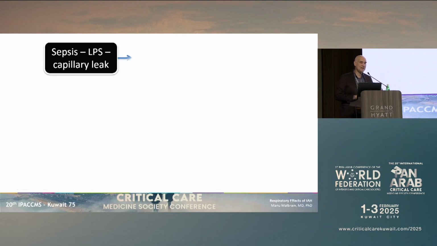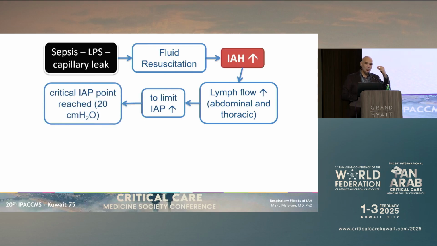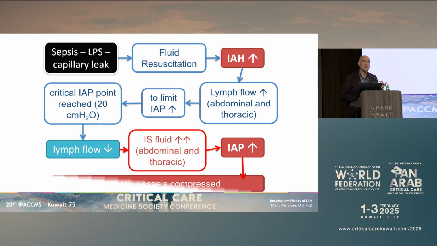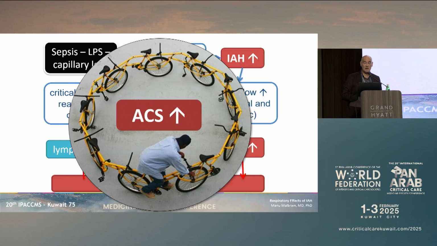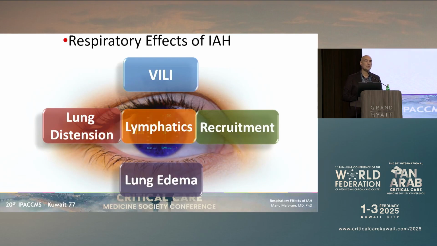Because when there is sepsis and fluid resuscitation, abdominal pressure may increase. This will initially increase lymphatic flow to a certain limitation of an abdominal pressure around 20 centimeters of water. When flow will decrease, interstitial fluids will accumulate, further increasing abdominal pressure and further decreasing lymphatic flow, triggering a kind of a vicious cycle that may lead to abdominal compartment syndrome. So we have the 5 major effects on respiratory dynamics of intra-abdominal hypertension.